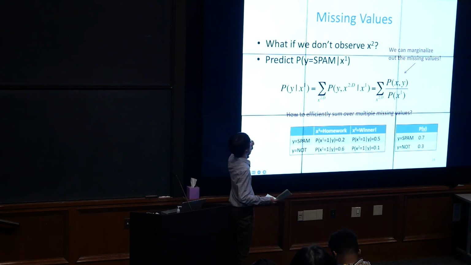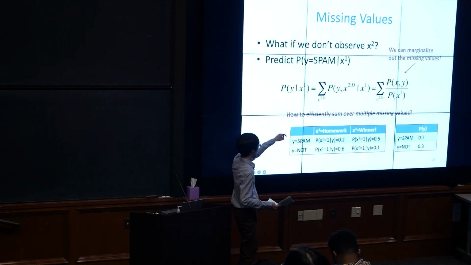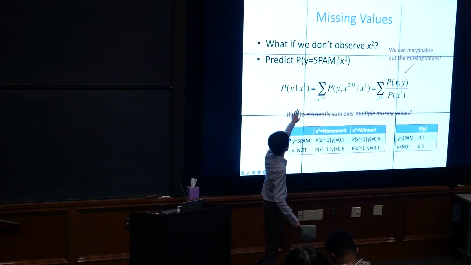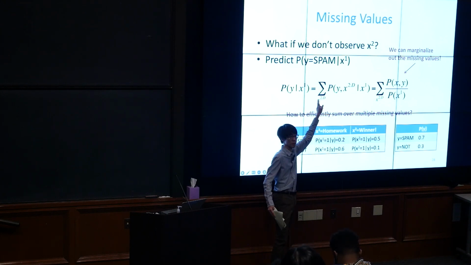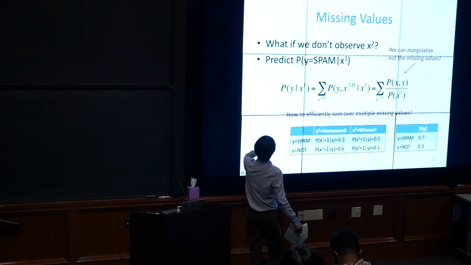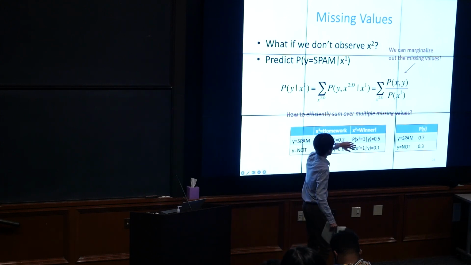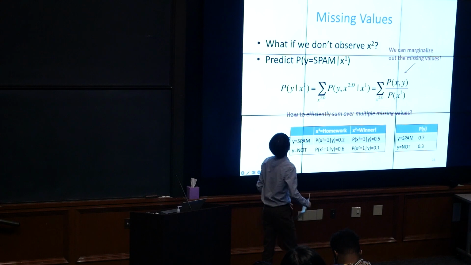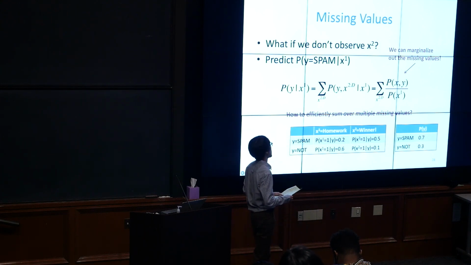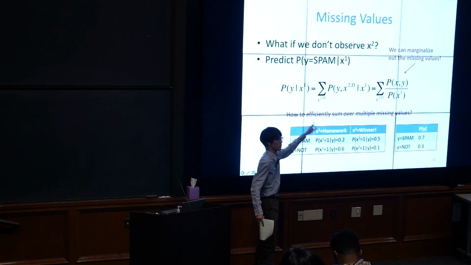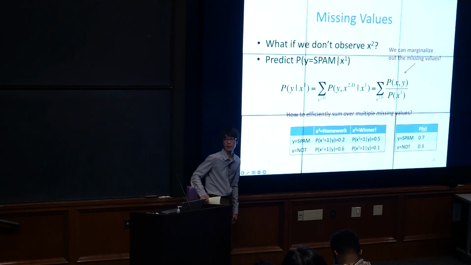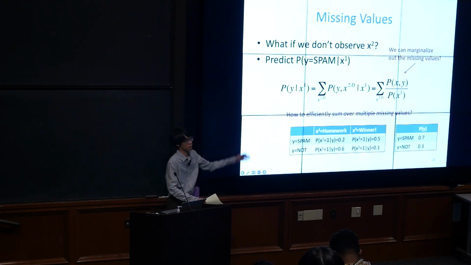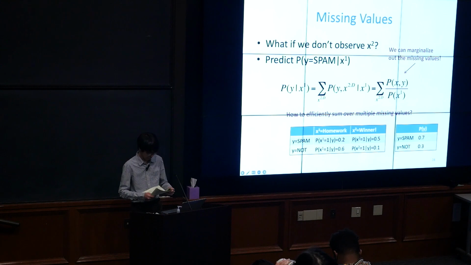The example here is that x is 2-dimensional, so just assume that when we say x2 to the d, that's just x2. So even if we never observe it, we never checked, we don't have information on it, we can still predict whether y equals spam based on just one element, because we can marginalize out the second element of x with probability arithmetic.